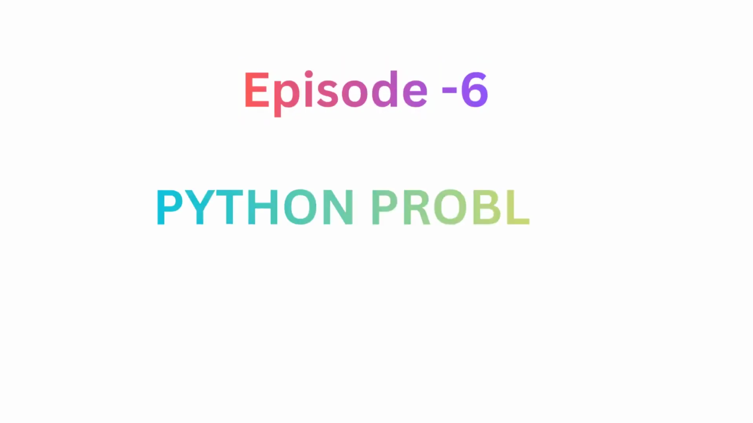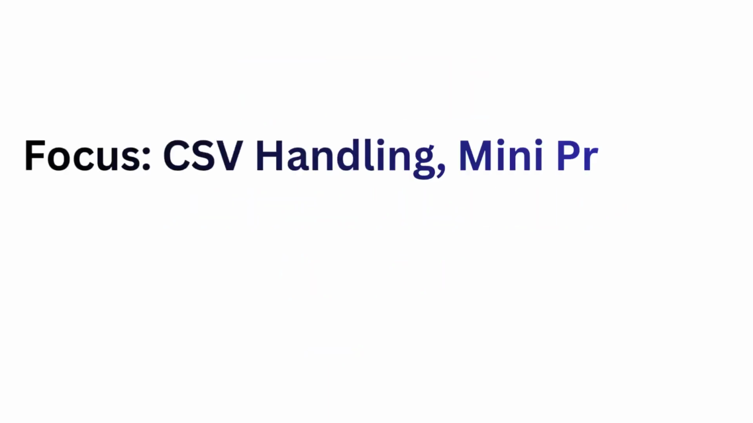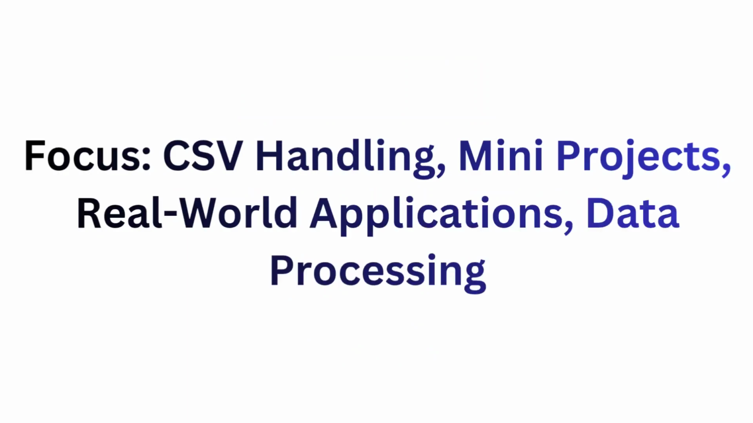Everyone, this is episode 6 of the Python problem solving series, where we will solve 10 real world Python problems using CSV files, lists and dictionaries that are perfect for practical projects and coding interviews. Let's get started. Question number 1 is read a CSV file and print data.